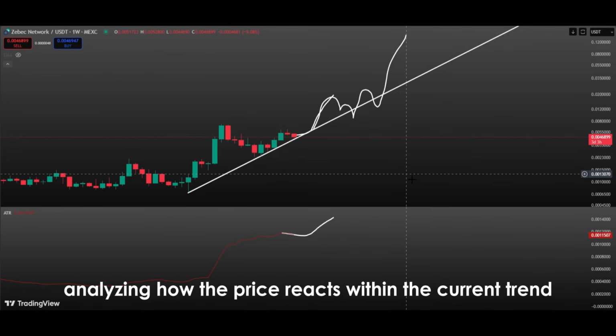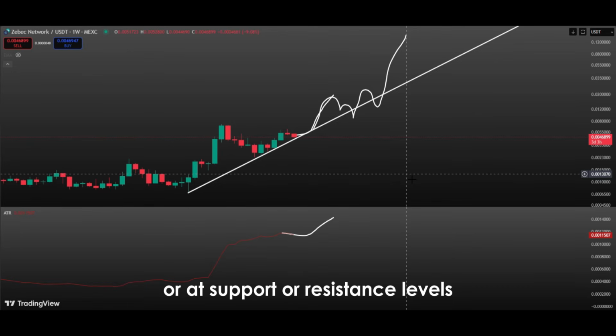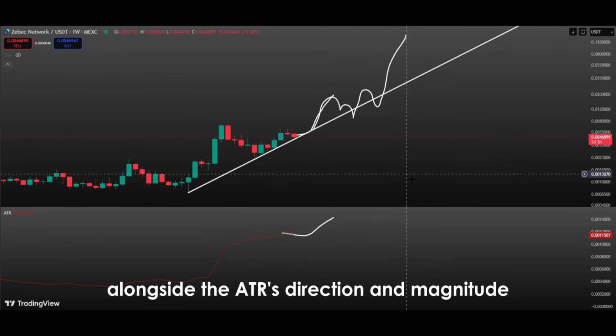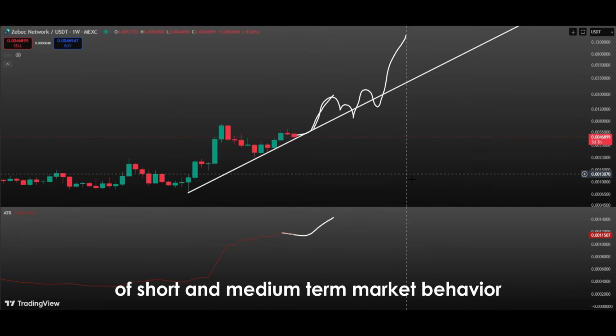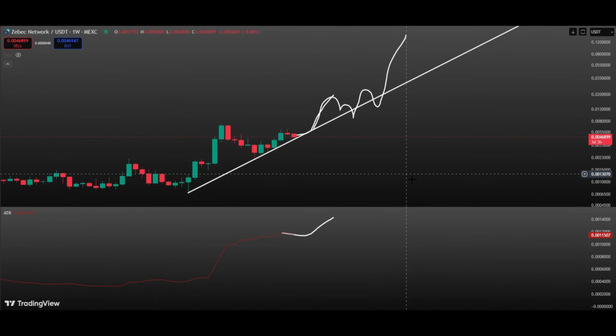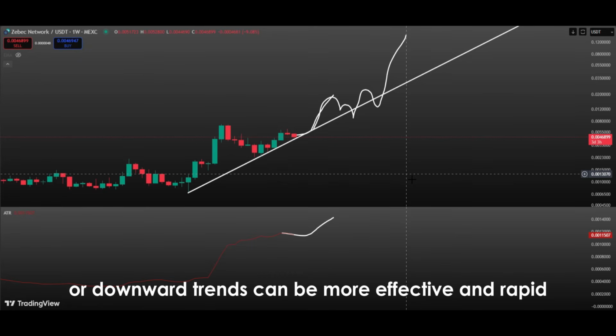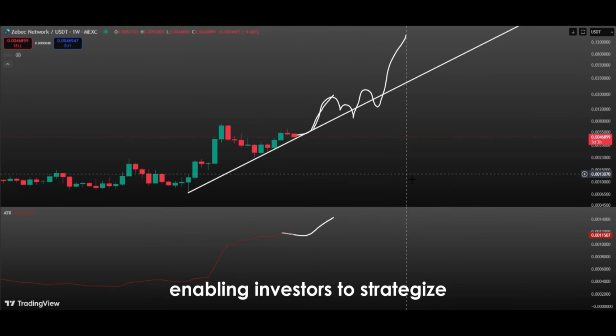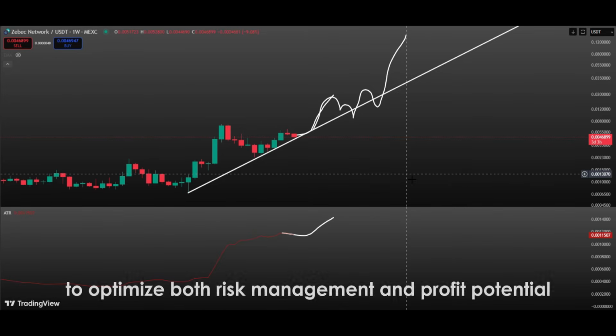Analyzing how the price reacts within the current trend or at support or resistance levels alongside the ATR's direction and magnitude allows forecasting of short and medium-term market behavior. Increased price volatility suggests that upward or downward trends can be more effective and rapid, enabling investors to strategize accordingly to optimize both risk management and profit potential.